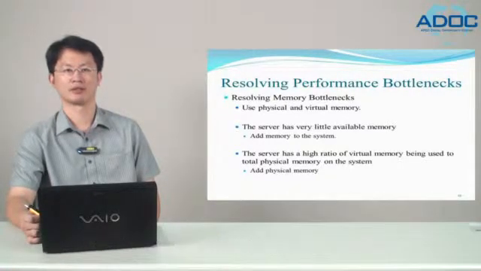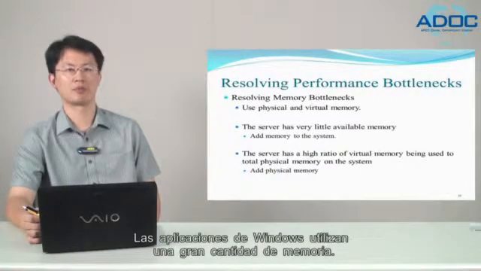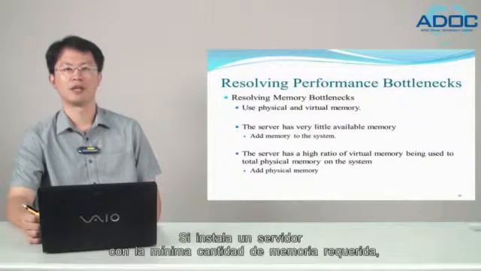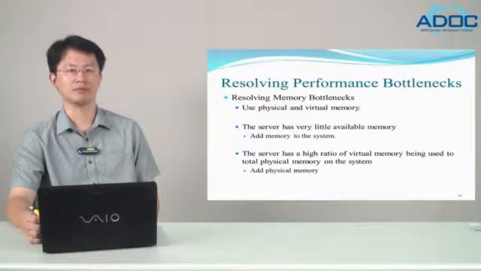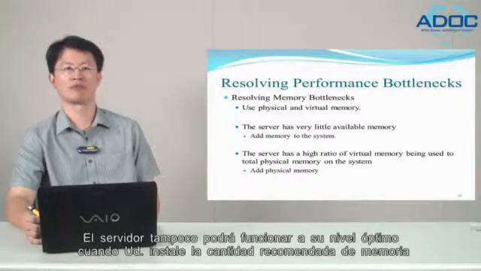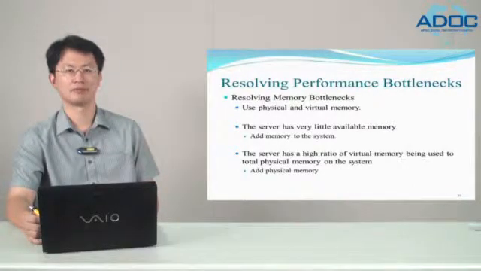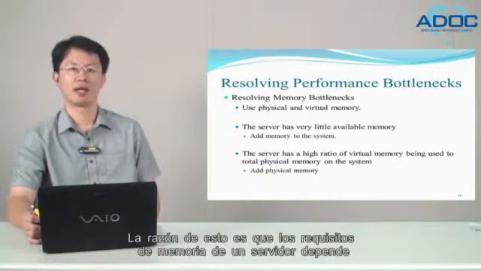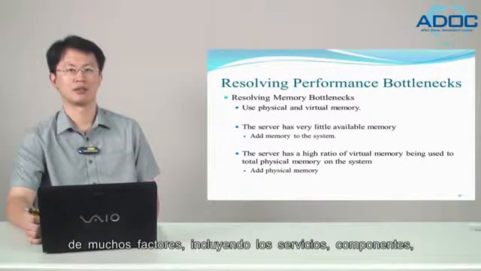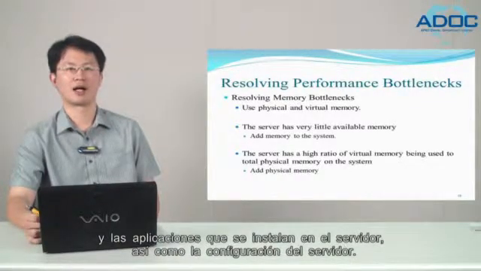Resolving memory bottlenecks. Windows applications use lots of memory. If you install a server with the minimal amount of memory required, it's not going to perform at its optimal level. The server cannot perform at its optimal level when you install the recommended amount of memory either. The reason for this is that a server's memory requirements depend on many factors, including the services, components, and applications that are installed on the server as well as the server's configuration.